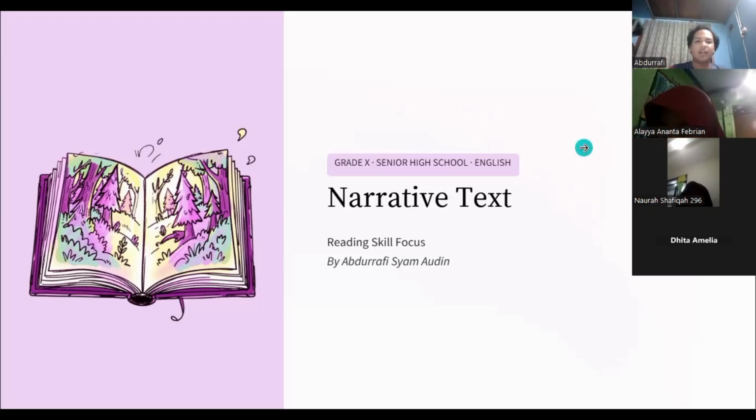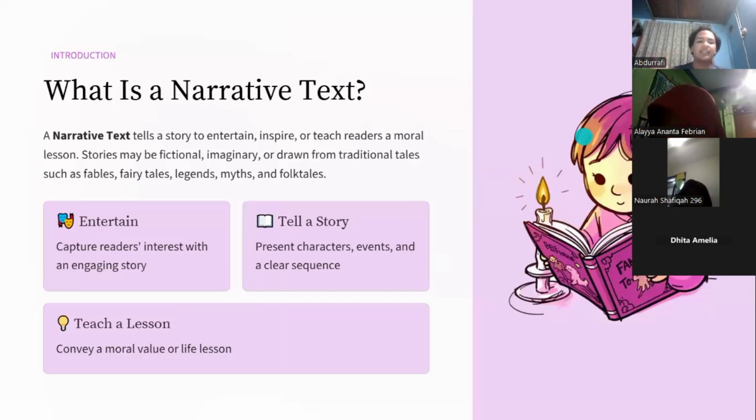Okay, first, let's understand what a narrative text is. A narrative text tells a story to entertain, inspire, or teach readers a moral lesson. Stories may be fictional, imaginary, or drawn from traditional tales such as fables, fairy tales, legends, myths, and folk tales.